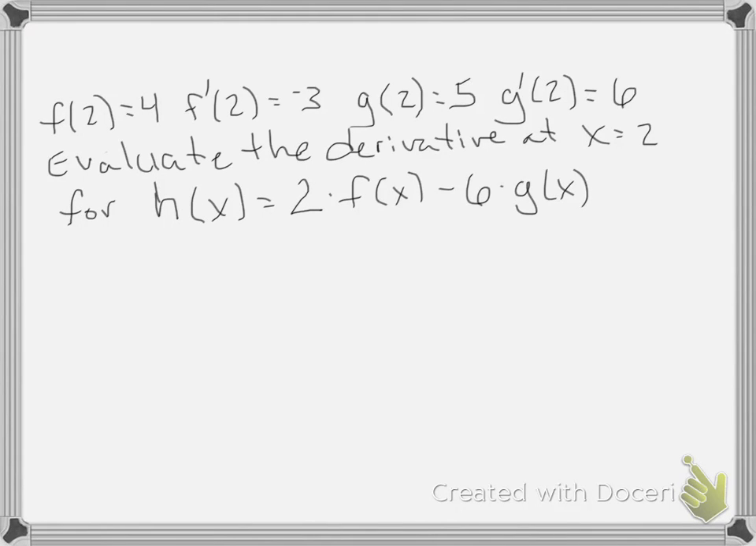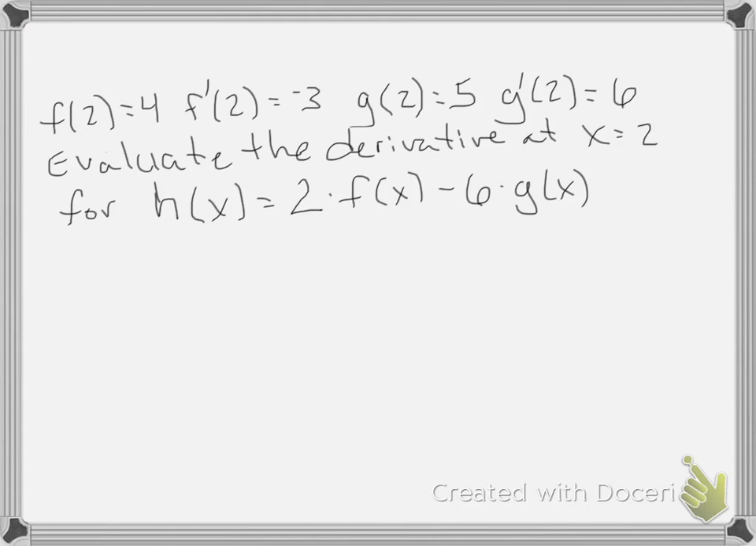Alright, so for this example, we don't have functions. We don't have f of x. We don't have g of x. We just have some information. Somebody already did the work for us. Somebody went ahead and plugged 2 into f and plugged 2 into f prime. They actually found the derivative, and they found that f of 2 is 4 and f prime of 2 is negative 3. Then they have this different function g of x. They found the derivative. They're telling us g of 2 is 5 and g prime of 2 is equal to 6. So they did a whole bunch of work for us.